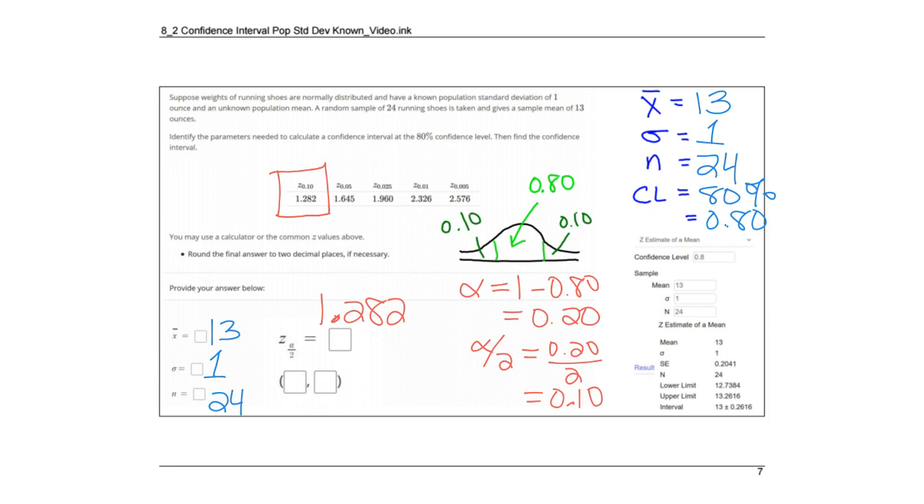I hit statistics. I changed the drop-down menu to Z estimate of a mean. This is very important. I put in my confidence level, the sample mean, the population standard deviation, and the sample size. And out popped my confidence interval. So I have 12.74 as my lower limit, and I have 13.26 as the upper.